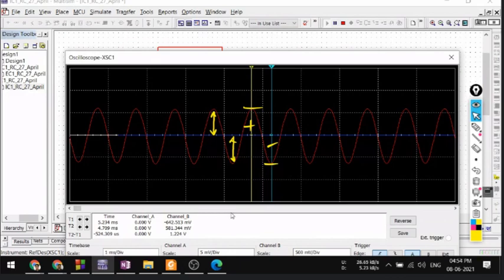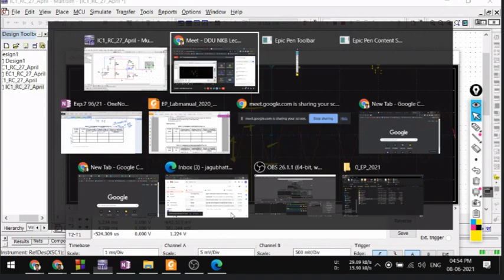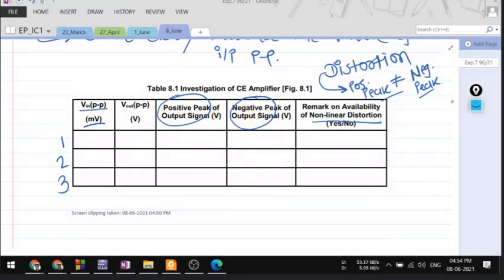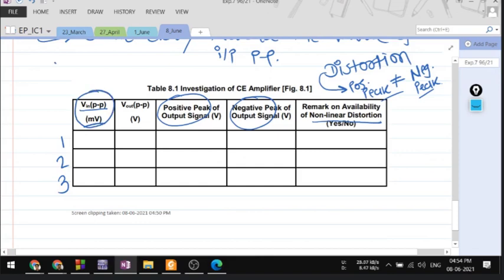So let us write down the reading, student. The negative peak is minus 642.5, so approximately minus 643, right? So here, your observation table becomes what? Your input is nothing but the 5 millivolt peak, meaning 10 millivolt peak to peak, right?